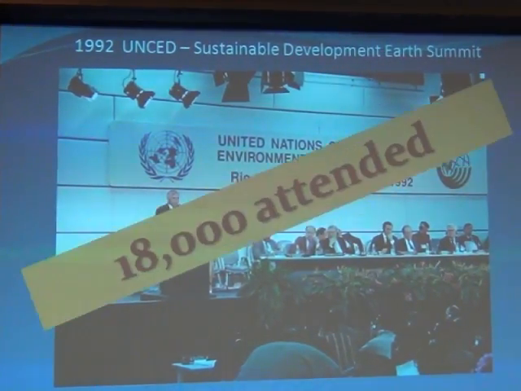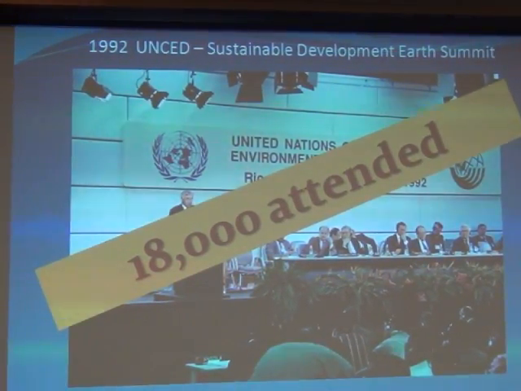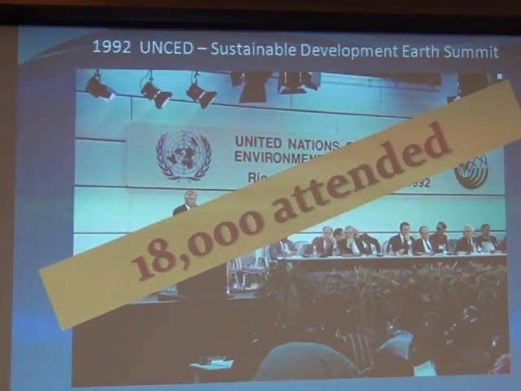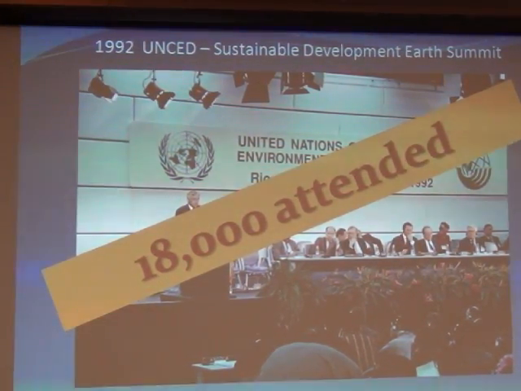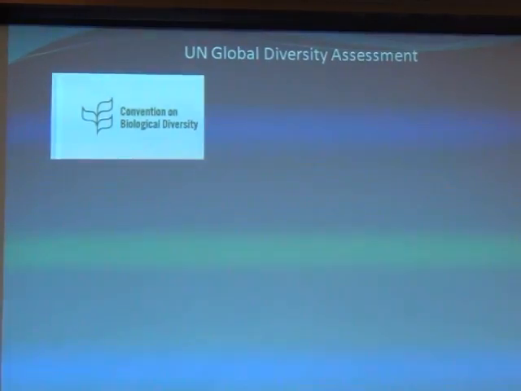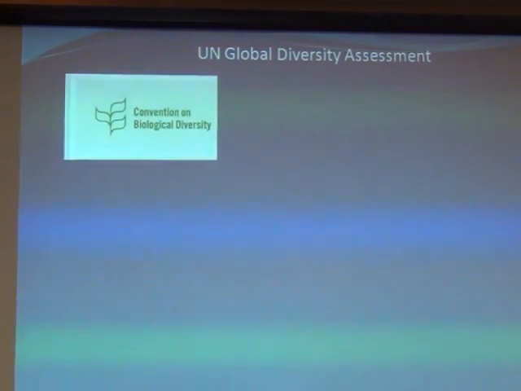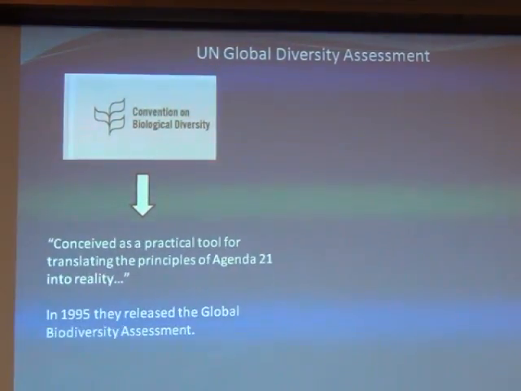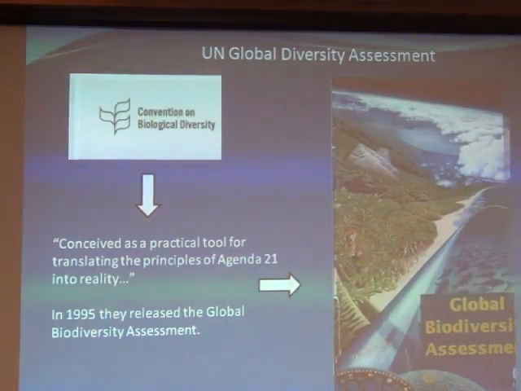In 1992 in Rio de Janeiro, this book was rolled out at the Sustainable Development Earth Summit. At the Earth Summit, 18,000 people showed up, and there were several treaties. There were like 2 treaties and 2 other agreements that were signed back there in 1992. One of those agreements was a thing called the UN Global Diversity Assessment. And in that diversity assessment, it took the ideas from here and here, and it said, well, okay, we need to operationalize it now. We need to make that all work.